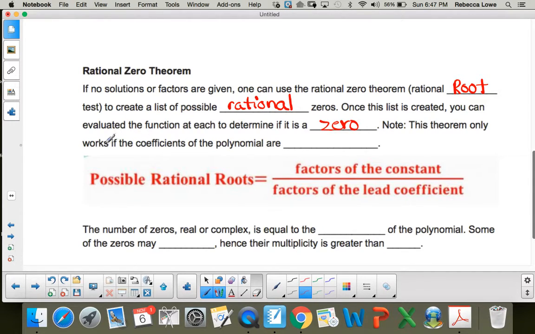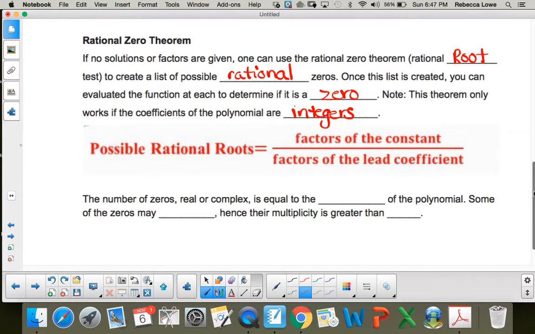This theorem only works if the coefficients of the polynomials are integers. That means no fractional coefficients of the polynomial. So you need to have all integers, which is what ours has been. So this is how you determine all the possible rational roots. You take the factors of the constant, which is the last term if it's written in standard form, and the factors of the leading coefficient, which is the coefficient of the first term, and you divide them.